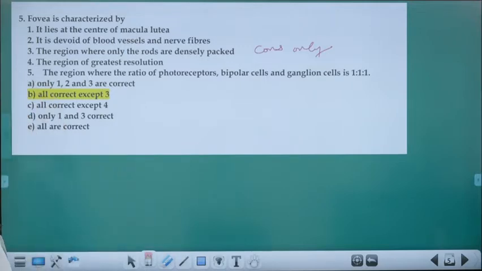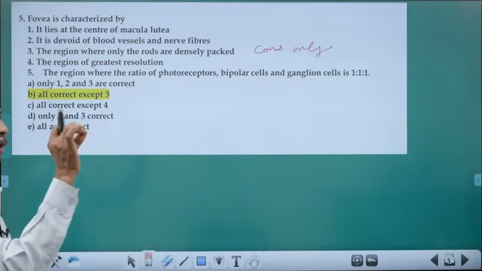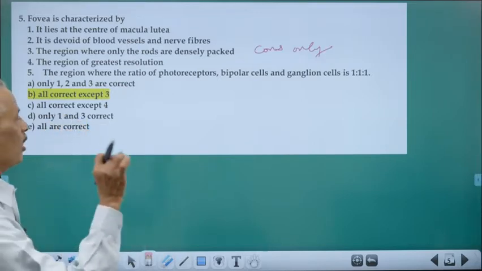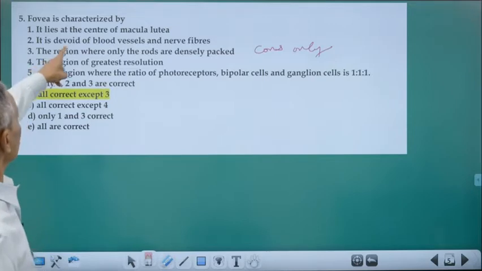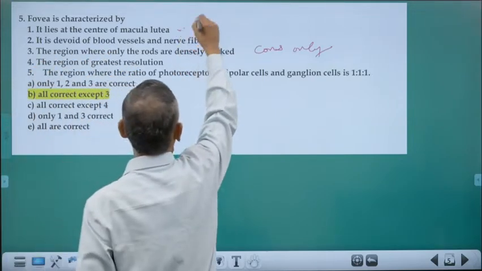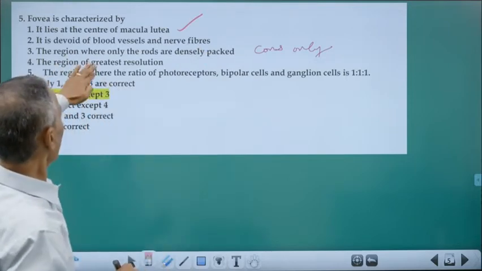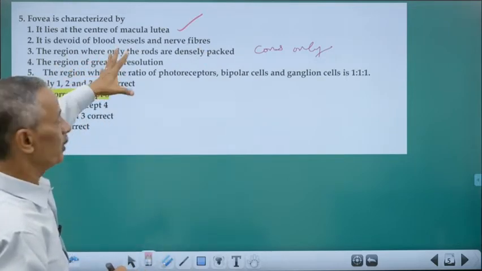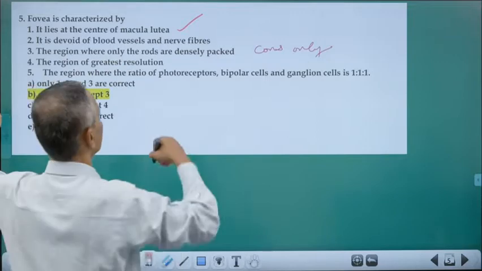Fovea. What is fovea? Fovea centralis. It is the central point of the macula lutea, a thinned out part. It lies at the center of the macula lutea. Macula lutea is called the yellow spot. It is devoid of blood vessels. There will be no blood vessels and nerve fibers.